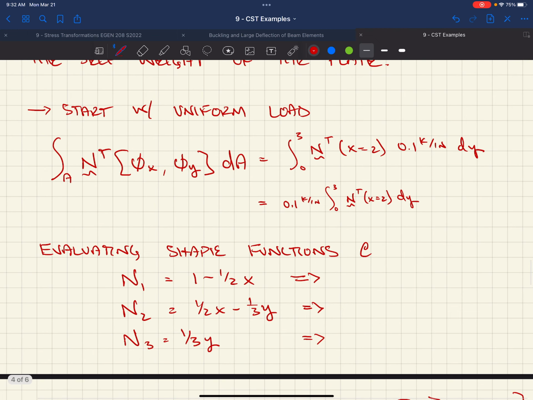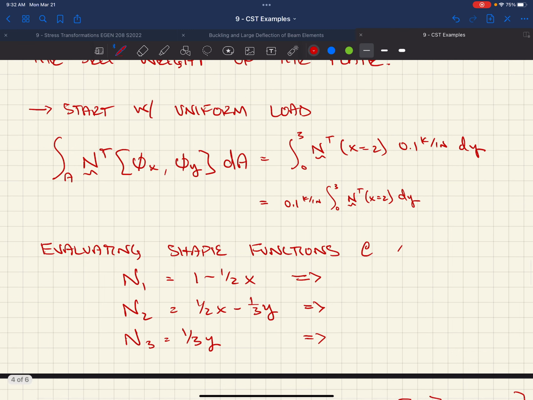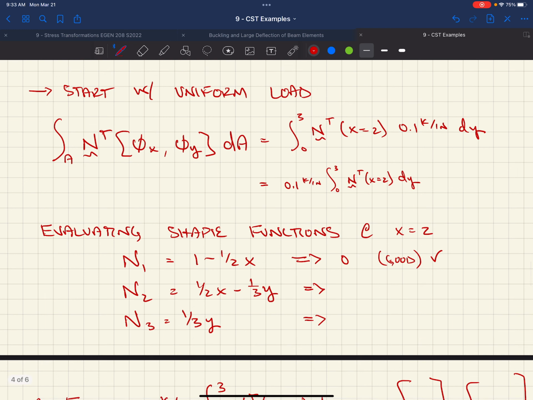So if we talked about what N1, N2, and N3 would be, well, if we evaluate our shape functions at x equal to 2, okay? These are our shape functions. If we went back to our CST notes, these are our shape functions, right? We end up getting N1 equal to 1 minus 1/2 x. Well, that is 0. That's a good thing, right?